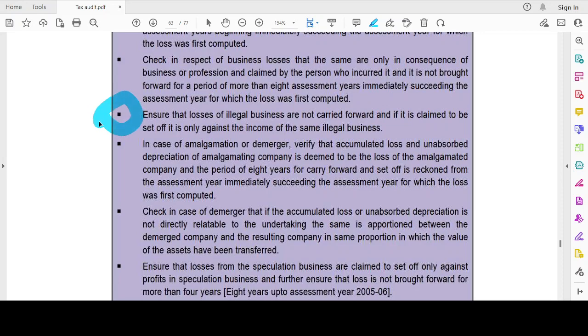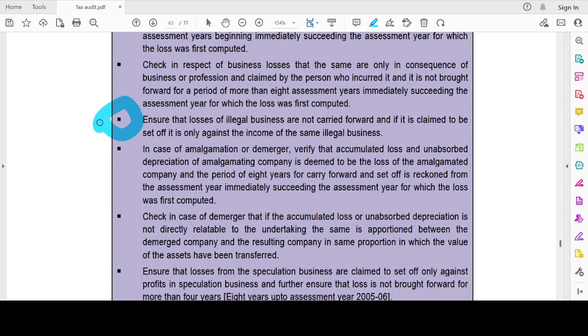Actual loss of illegal business is not carried forward if it is claimed to be set off. It is okay, and if it is claimed to be set off, it is only against the income of the same illegal business.